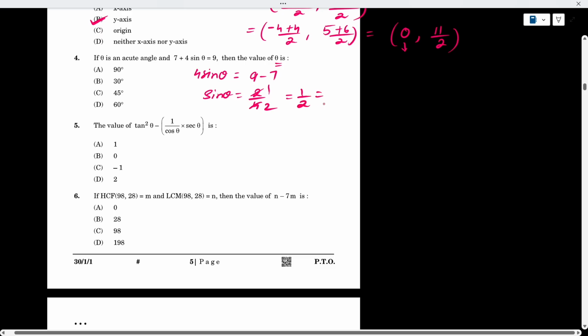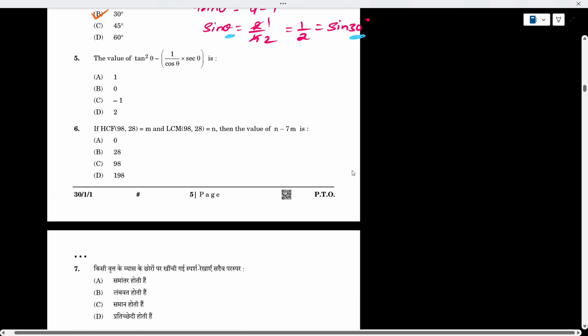And you know that sine of what is half? It is sine 30. Now if you do the comparison from both sides, theta is going to be equal to 30 degrees. So what's your right option? Option number B, 30 degrees is your right option. Correct? Now let us go for question number 5.